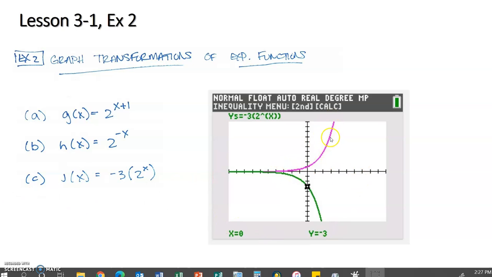Well, here is our parent function here. And so it looks very similar. Why does it open down? That's the first thing we'll look at. It opens down because of this negative right there. And then you can see it begin to tighten it up just a little bit. That's a result of the 3. So if you were to graph -3 times 2 to the x in your calculator, hit the table function, and you can see what I'm talking about with these x, y's. It's going to tighten it up a little bit closer to the negative y-axis.